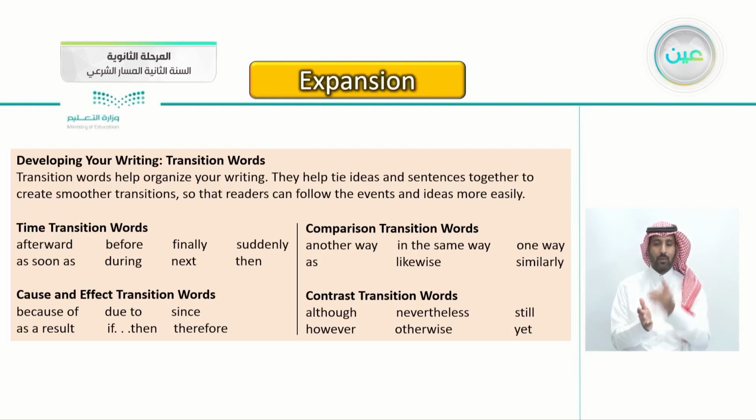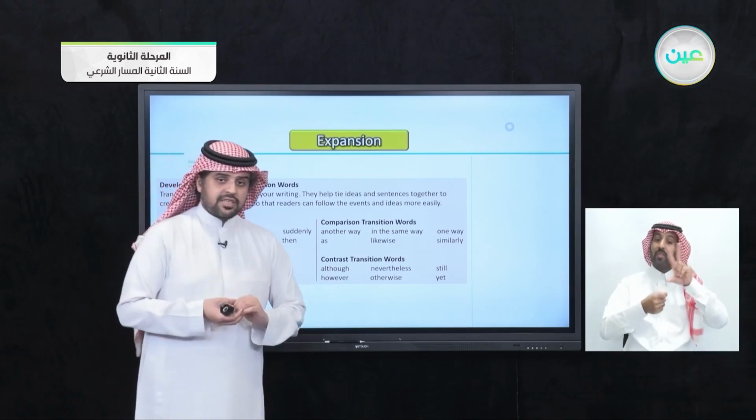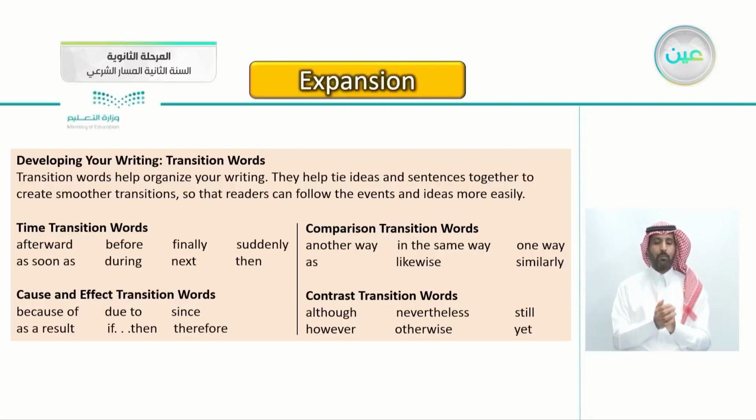Next here, comparison transition words. So transition words regarding comparison. Another way, in the same way, one way, as, likewise, similarly. So all of these transition words, words that connect ideas or connect sentences together, regard comparison. Maybe you have an idea about comparing two things, three things together. These are the transition words that you're going to use. Another way, in the same way, one way, as, likewise, and similarly.